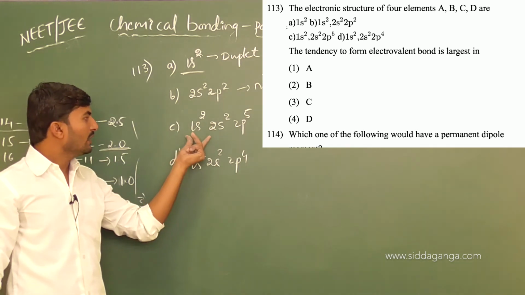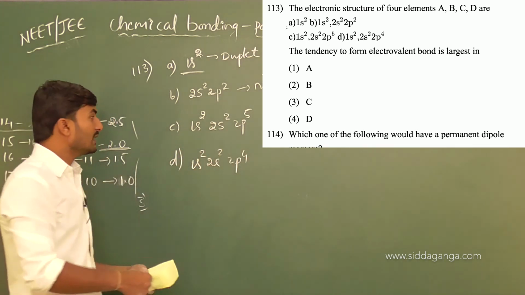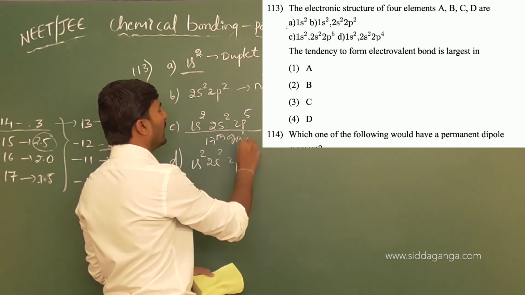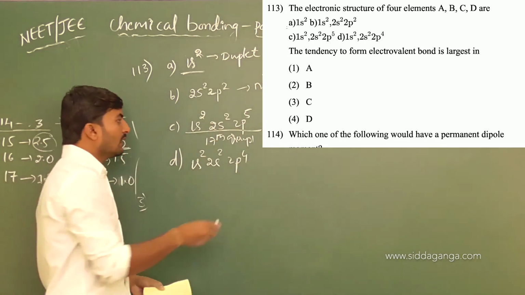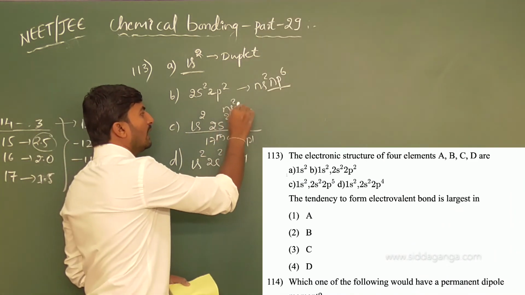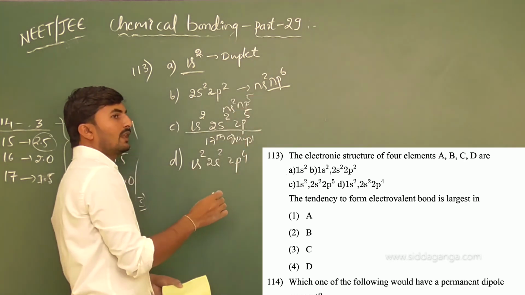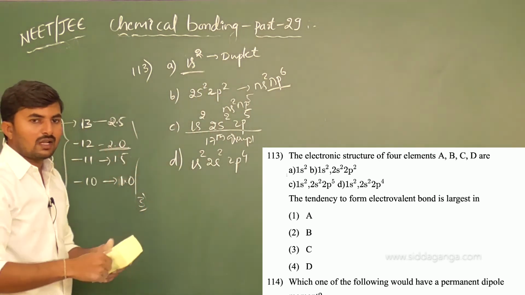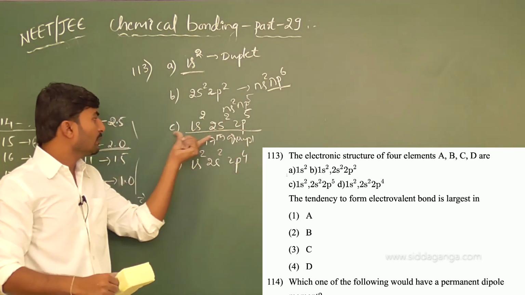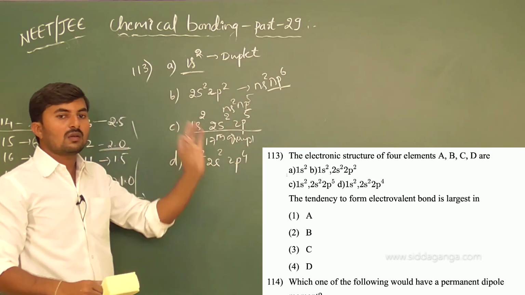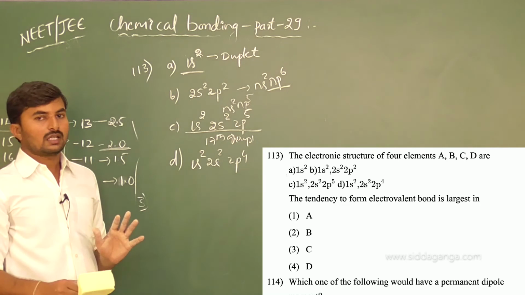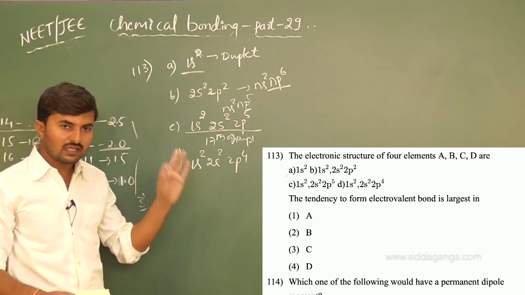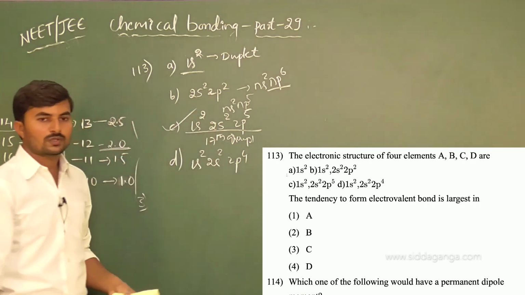So the third one, 1s2 2s2 2p5. This is the electronic configuration of 17th group elements, halogen group elements. Here they require only one electron; ns2 np5 is there. In order to convert it into ns2 np6, it requires only one electron. Even after the addition of a single electron, this configuration attains the stable noble gas configuration. That is why the most suitable condition to make an electrovalent or ionic bond is option 3, the correct option.